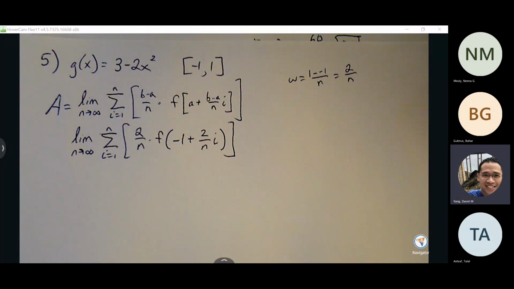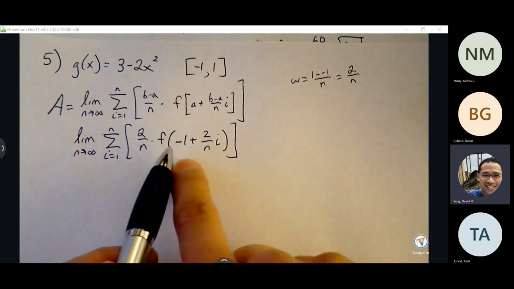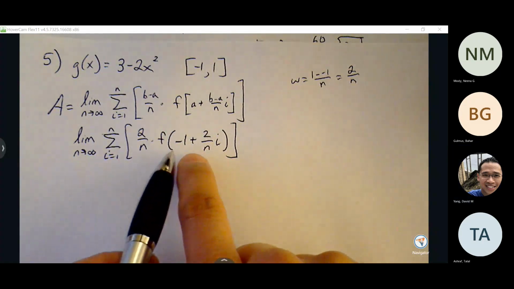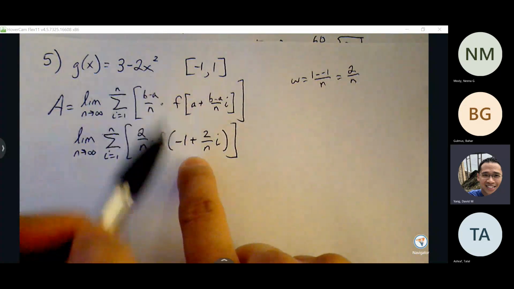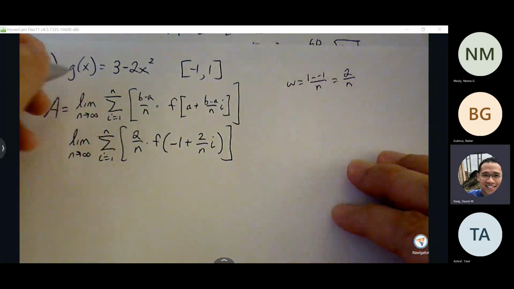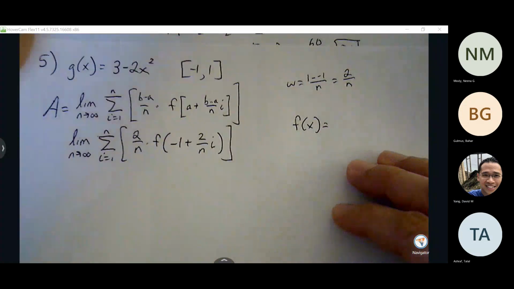Okay, next up, we do want to multiply these together because this is width and height, but the height component is not quite in proper notation. We have to get this out of function notation, so we have to involve the f and the function that we're dealing with. Okay. I called this g of x here, but I'll just go back and say this is f of x, it doesn't matter.